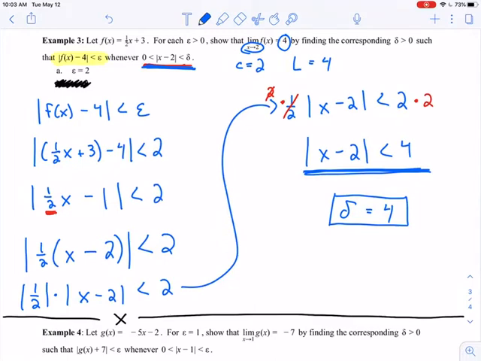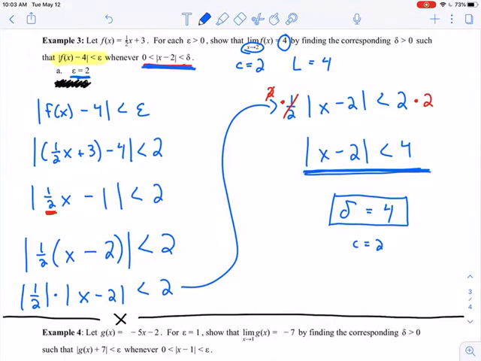So really what this is saying is if you pick a number that's within 4 units of the x value, c equals 2, and plug that into your function, you will be within epsilon equals 2 units away from our limit, which is 4.